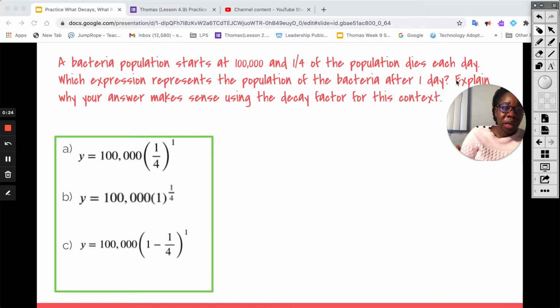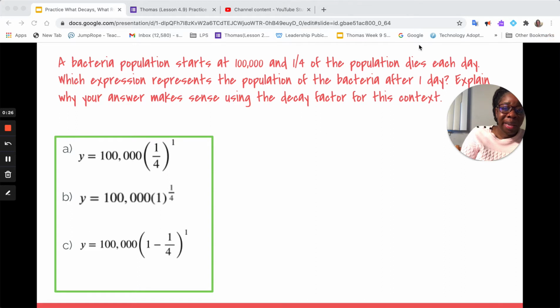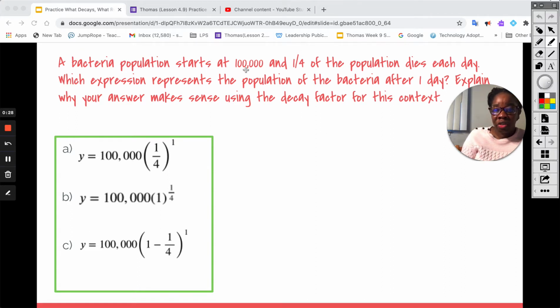So as we look at this problem and we examine it, let's just annotate our problem for important information. So the population starts at 100,000, so we know that is our initial value. It loses 1/4 of the population each day, so 1/4 dies. So if 1/4 dies, then we have to be thinking, well, how much remains?